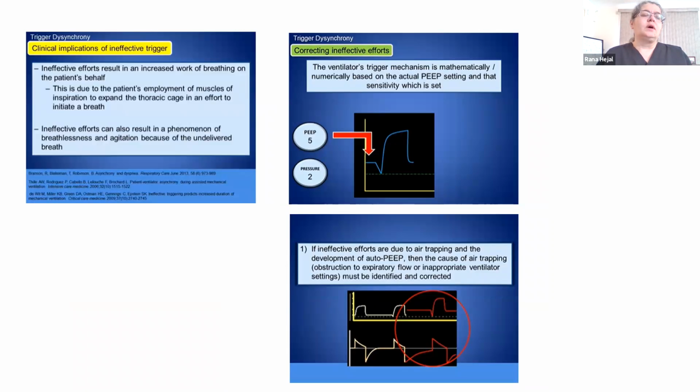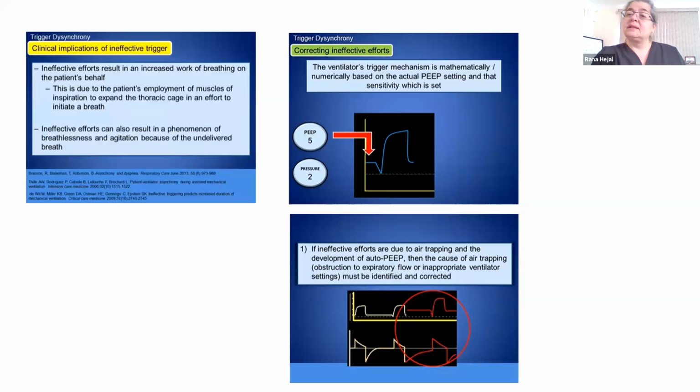So the ineffective trigger is always going to cause a lot of work on the patient's behalf, and when that happens, fatigue occurs, and you may end up with breathlessness that you will find associated with agitation, and this agitation would lead to more sedation, and you get into a cycle that is impossible to break.